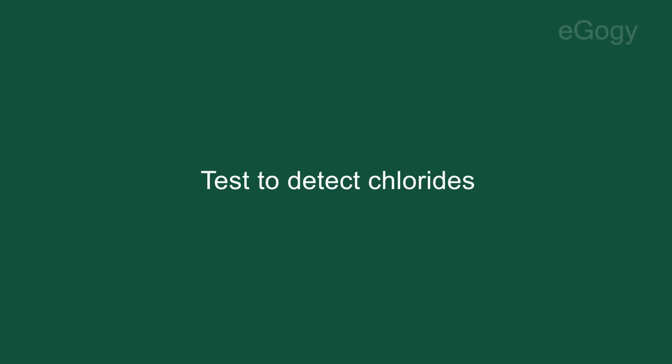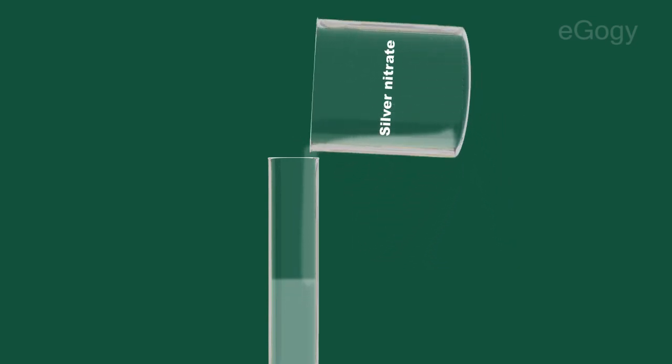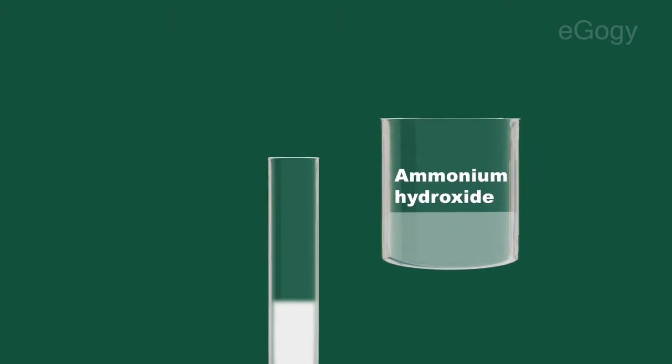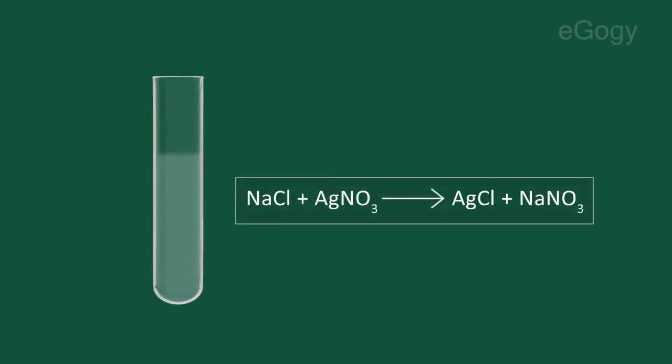Test to detect chlorides. Take a small quantity of sodium chloride solution in a test tube. Add a few drops of silver nitrate solution into it. A white curdy precipitate is formed. If the white precipitate dissolves on adding ammonium hydroxide, it can be confirmed that the given salt is a chloride salt. NaCl on reaction with AgNO3 gives AgCl and NaNO3.